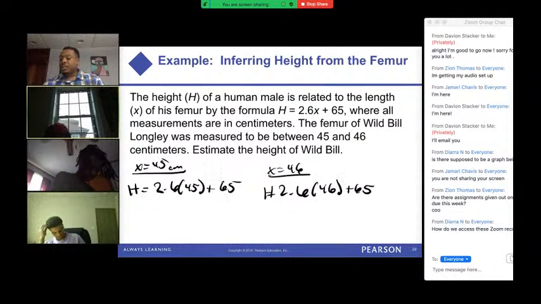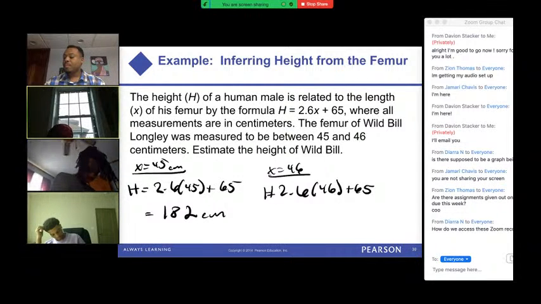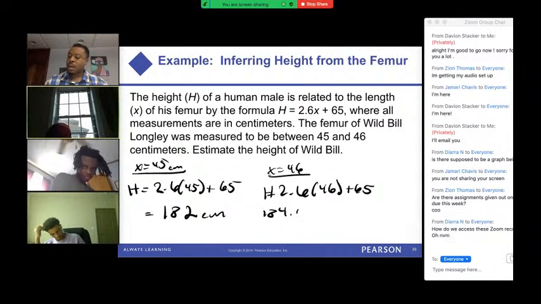Let's just do it really quickly. Hey Google, what's 2.6 times 45 plus 65? The answer is 182. That will be centimeters. Hey Google, what's 2.6 times 46 plus 65? The answer is 184.6.